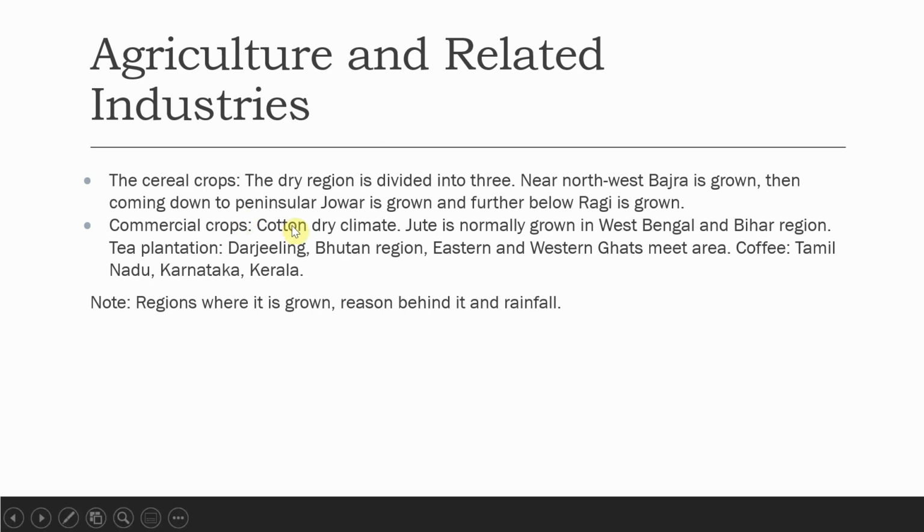So commercial crops, and what are the commercial crops? Commercial crops are naturally those that we can't use as food, they are basically cultivated for money only. So cotton type of climate, cotton you can't eat. Jute is normally grown in West Bengal and Bihar region. Tea plantation, tea and coffee, we can't consider as our food, so that's why we consider it as a commercial crop.